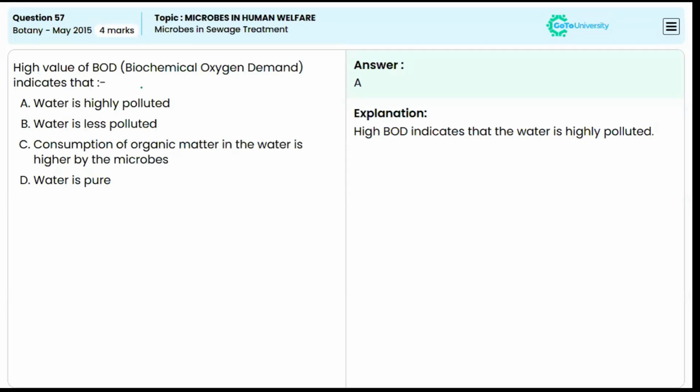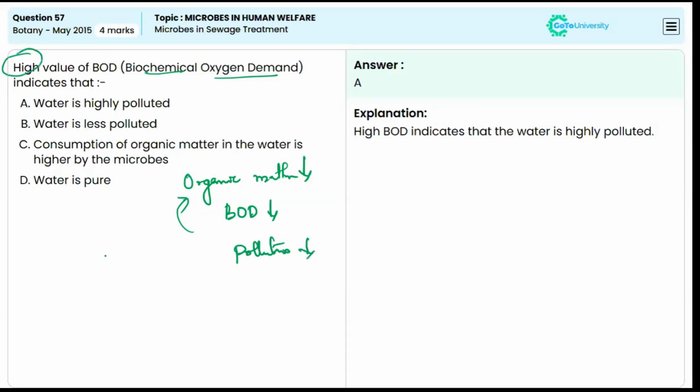High value BOD, that is biochemical oxygen demand, indicates what? We discussed that if the organic matter is decreasing, that means BOD is also decreasing because the organisms feed on the organic matter. So if the BOD is decreasing, that means the pollution is also decreasing. So here it is high value of BOD, that means pollution is high. So option A is the correct answer.